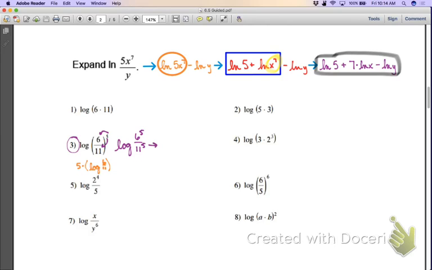So the first thing I want to do is separate everything out, and I'd have log of 6 to the 5th minus log of 11 to the 5th. Now you may not have the power, but I'm going to white this one out so I can just keep going. Yours may fit. I don't know.